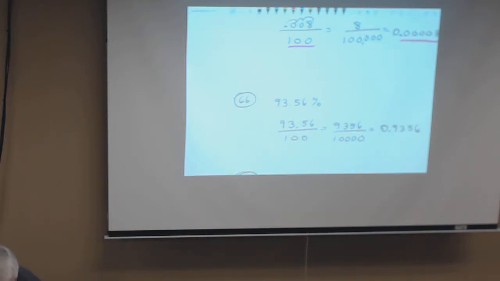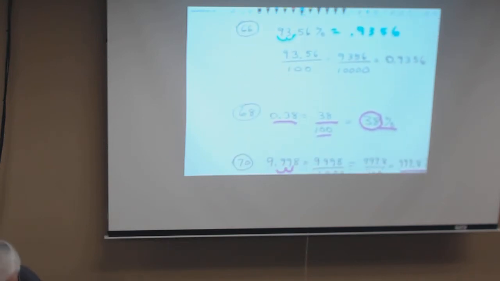Number 66. 93.56%, there's the decimal point. Move it over 2 places, equals 0.9356. And when you're showing your work, you say, I don't want to mess with all these fractions. Okay, I just showed my work by taking this little blue line and moving the decimal point 2 places and dropping the percent sign. You follow me? I'm showing my work that way.